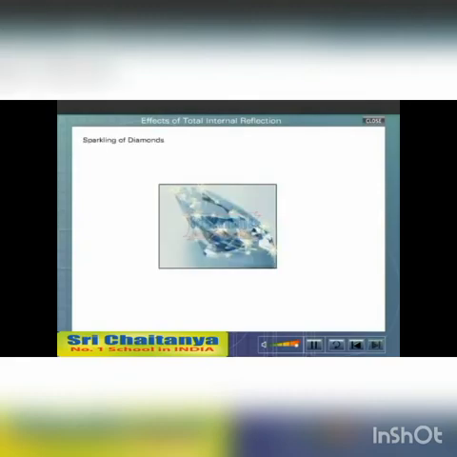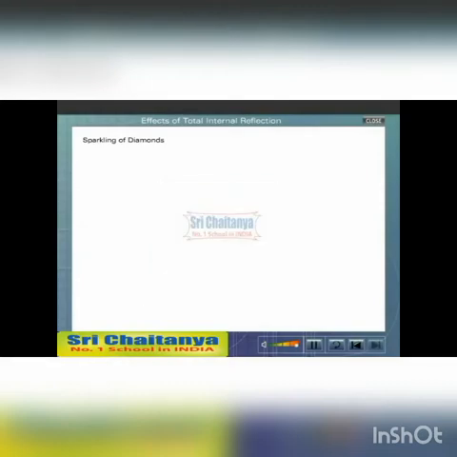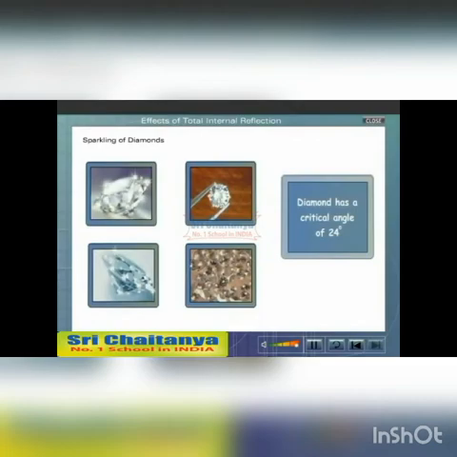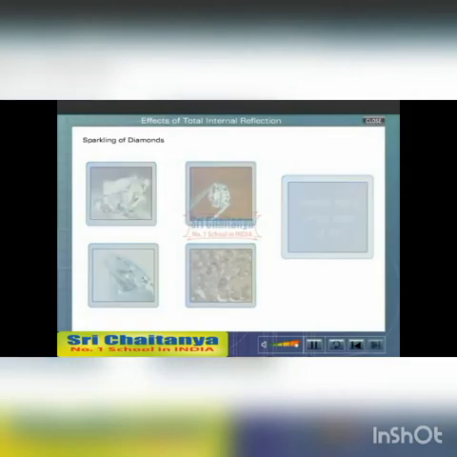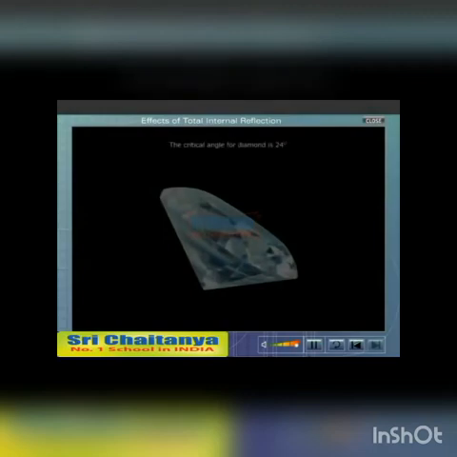Sparkling of diamonds. A diamond sparkles as the rays of light suffer total internal reflection at its various faces. Let us see how this happens. The critical angle for the ray of light traveling from diamond to air is very low, about 24 degrees. Therefore, most of the incident rays suffer total internal reflection.